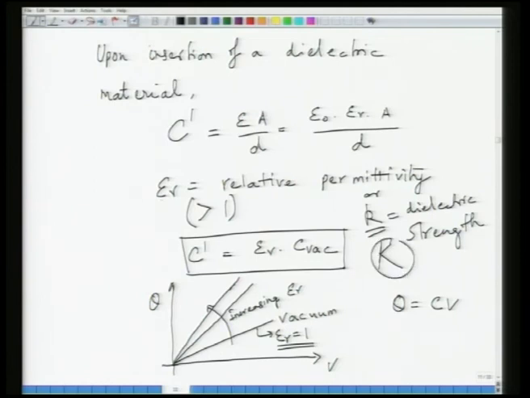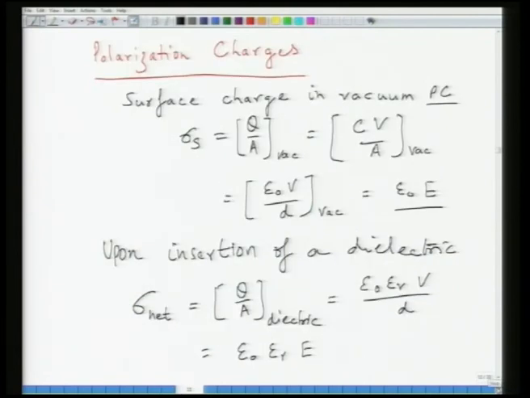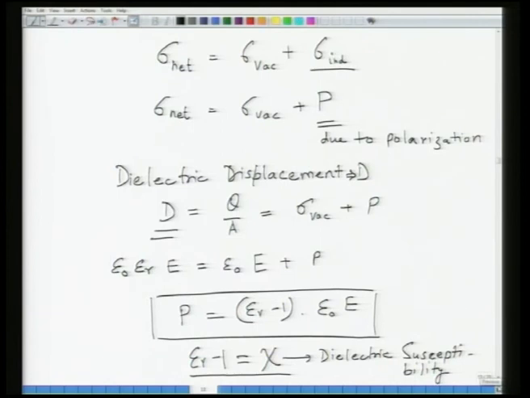So epsilon r, by definition, when you insert a dielectric inside a vacuum capacitor, it has to increase the capacitance. As a result, epsilon r is greater than 1. What it means basically, pictorially, is it increases the charge storage capacity of the capacitor. And then we looked at the surface charge density mathematically, and from that we find that the net surface charge density would be the sum of the surface charges that were present without the presence of a dielectric plus what is created because of the presence of dielectric, and that is because of polarization.